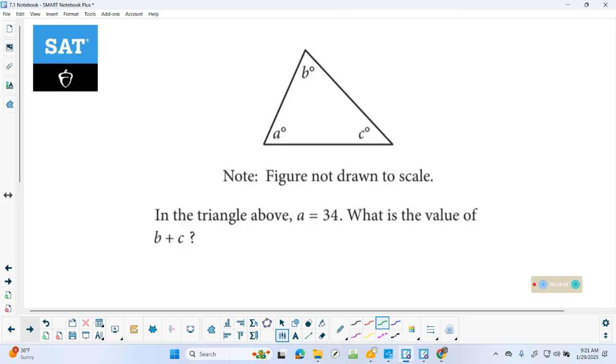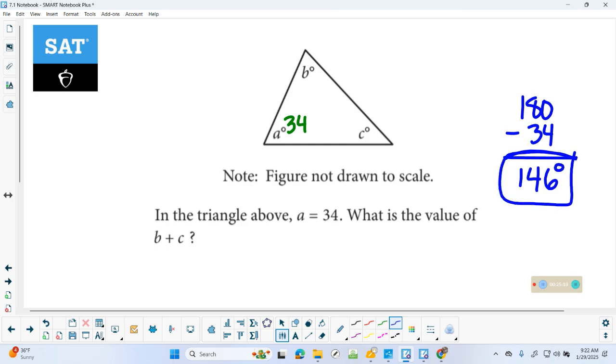And I know we love standardized tests. In the triangle above, A is 34. I'll put 34 right here. What's the value of B plus C? Well, that's going to be super easy. You know this. All three angles in a triangle add up to what? So do 180 minus 34 for me. Isn't that what B and C should combine to, 146? Circle 146 and we're done. I'm going to put a degree symbol on so it looks fancy. There we go. Any questions on that?